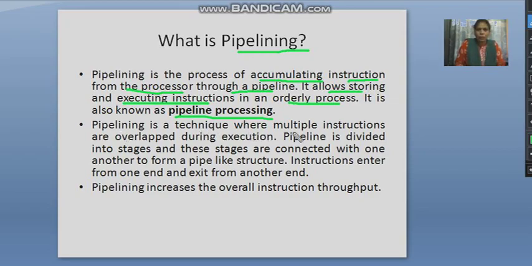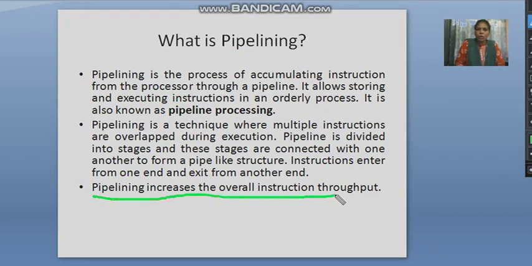Pipelining is a technique where multiple instructions are overlapped during execution. What we can do in pipelining is overlap the different instructions during their execution. The pipeline is divided into stages, and these stages are connected with one another to form a pipe-like structure. That's why it is known as pipelining or pipeline. Instructions enter from one end and exit from the other end. So these are the basic techniques, we can say how we can create the pipe for the different instructions during execution.